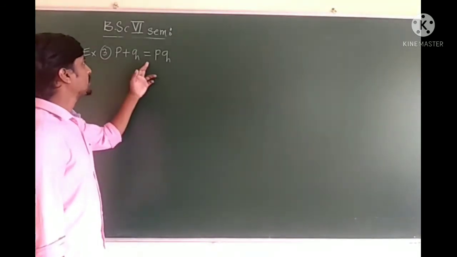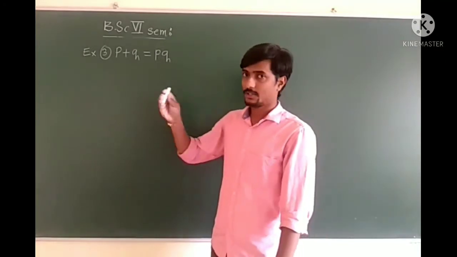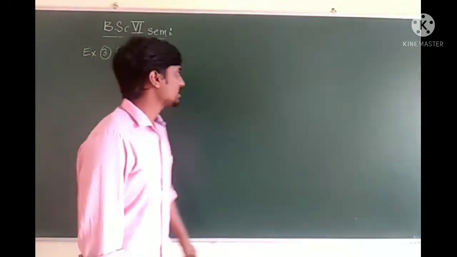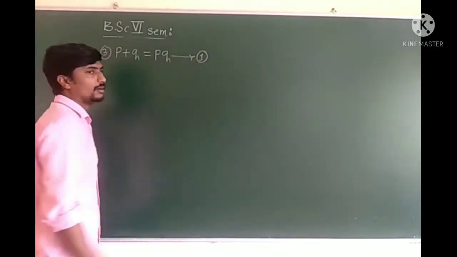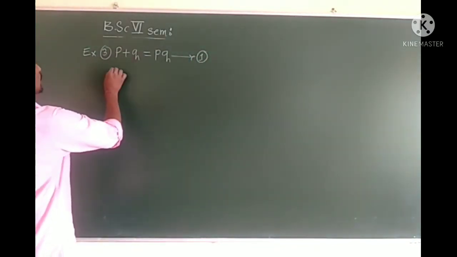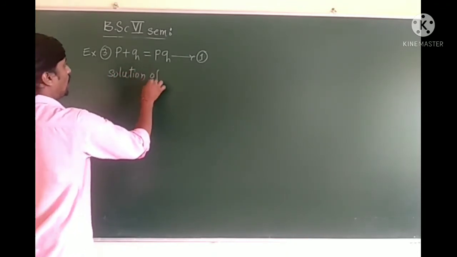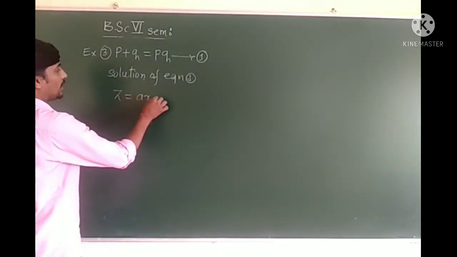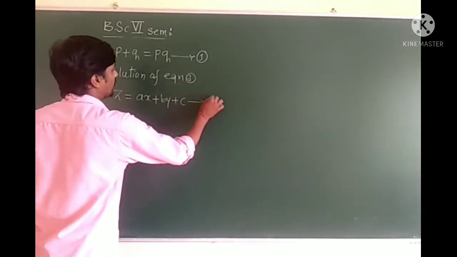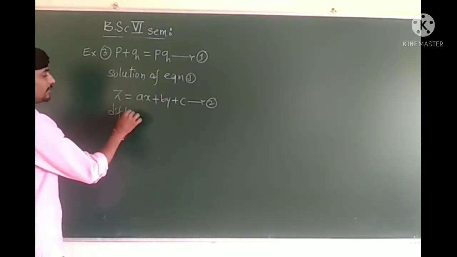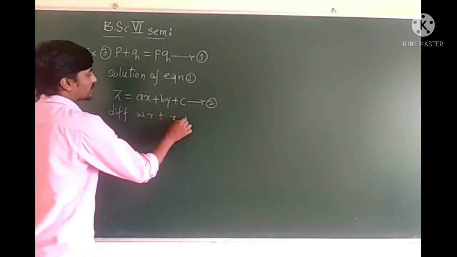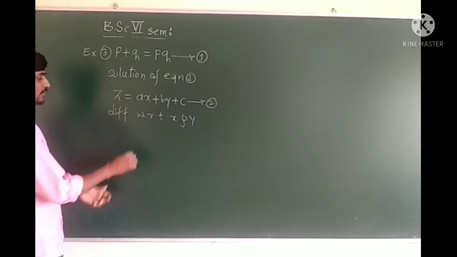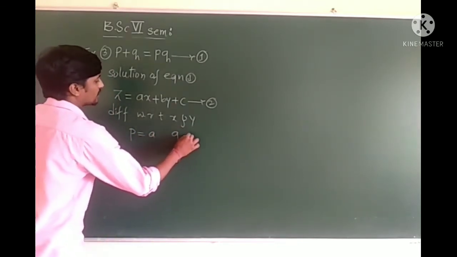So let's solve example number 3. There is another example given, but solve that example. I will solve this example for you. As example number 3 here, consider this equation as 1. Solution of equation 1 is z equal to ax plus by plus c. So call this equation 2. Differentiate this equation with respect to x and y partially. Then you get p is equal to a, and q is equal to b here.